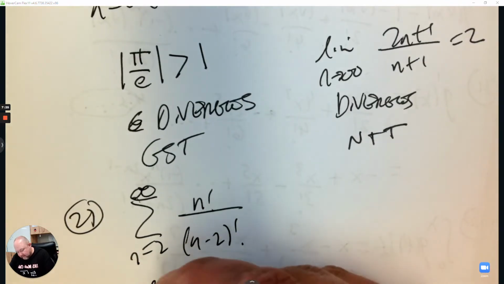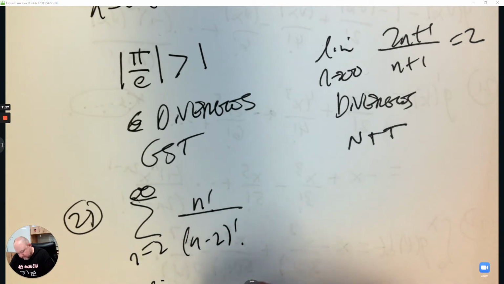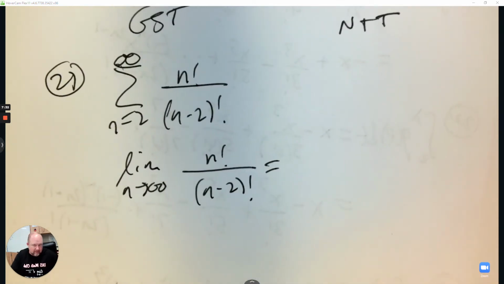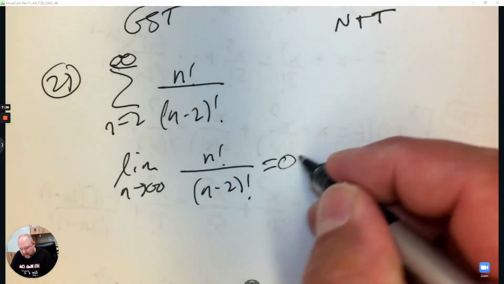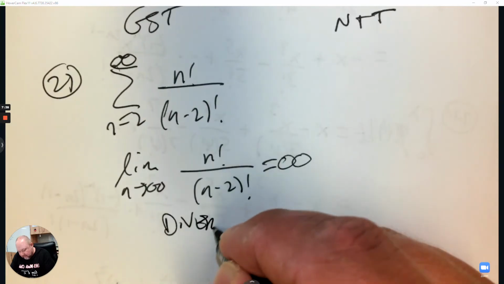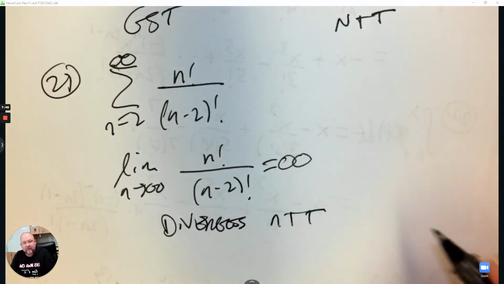Again, if I write this as a limit, do you see the top is more powerful than the bottom? So where is that going? If the top is more powerful, right? So this definitely diverges. Again, this is the nth term test.